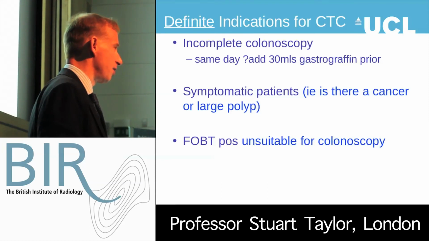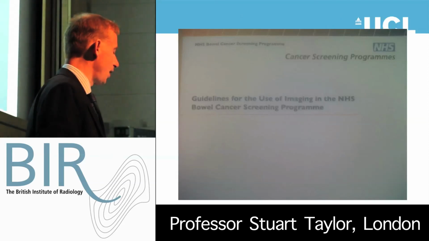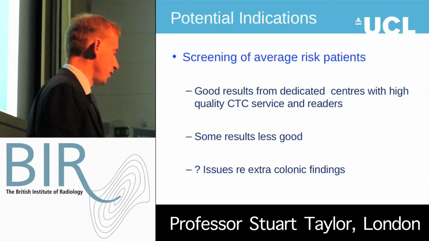Symptomatic patients, I've made the point very clearly that we should be doing that. CT is the first-line test in symptomatic patients. FOBT positives, but only if they're unsuitable for colonoscopy. And again, cancer screening guidelines now exist for use of imaging, and that's basically talking about CT colonography in FOBT positive patients who can't have colonoscopy.